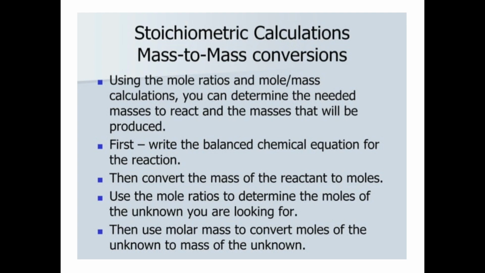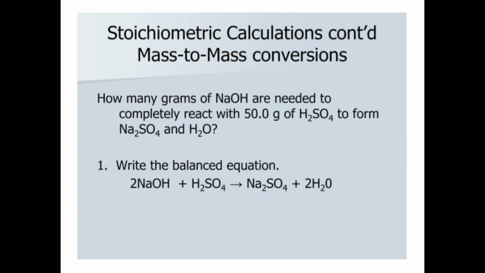Then you convert the mass of the known to mole by dividing by molar mass. After you have converted it to mole, you use mole ratio to determine the mole of the unknown. Then when you have gotten the mole of the unknown, you now convert it back to mass by multiplying by molar mass. Now let's take an example to look at this.